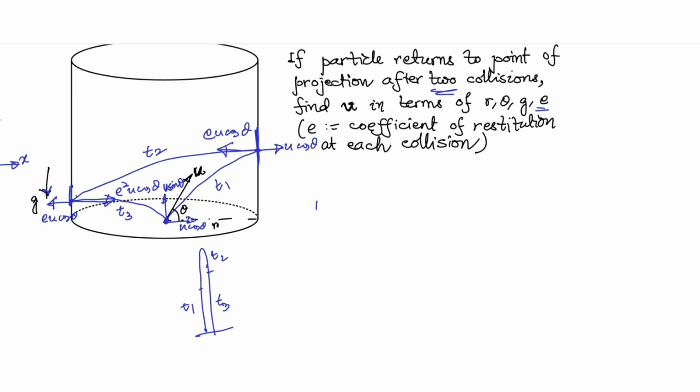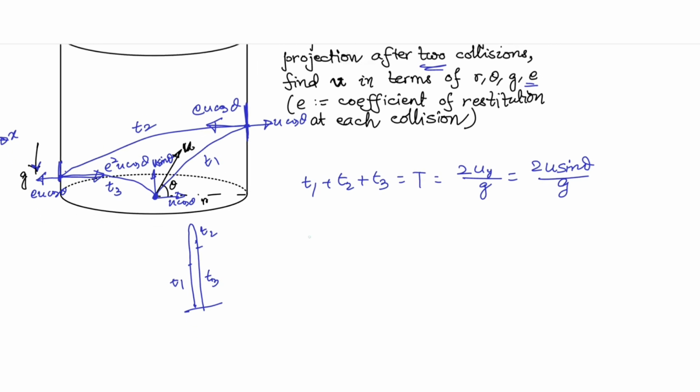What I know for sure is that t1 plus t2 plus t3, the total time of flight, is equal to 2 uy divided by g. Why? Because we can assume that practically collision is not happening when we are analyzing the y-axis motion. So we calculate time by analyzing motion along the y-axis. So it will be 2 u sine theta divided by g, that is the value of t1 plus t2 plus t3.